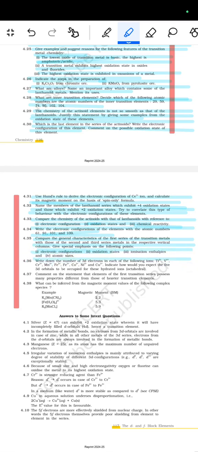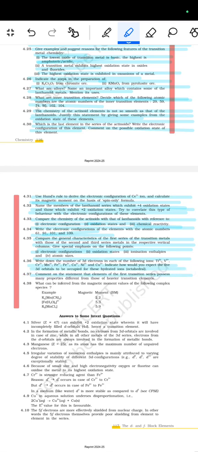Write down the number of 3d electrons in each of the following ions: Ti2+, V2+, Cr3+, Mn2+, Fe2+, Fe3+, Co2+, Ni2+ and Cu2+. Indicate how you would expect the 3d orbitals to be occupied for these hydrated ions, octahedral.